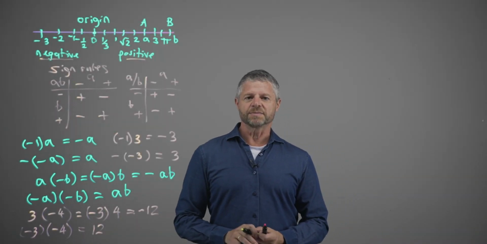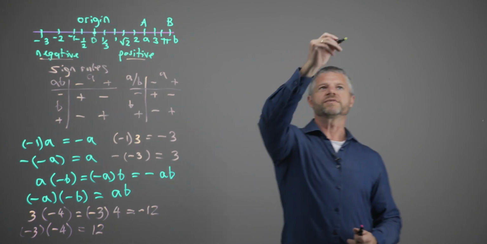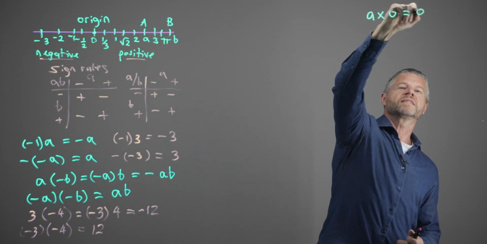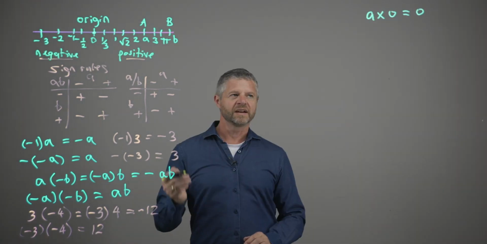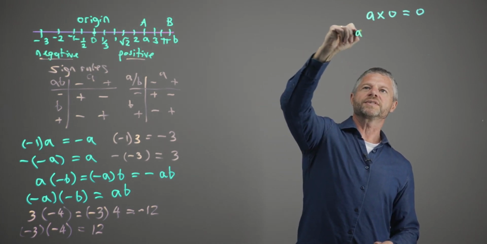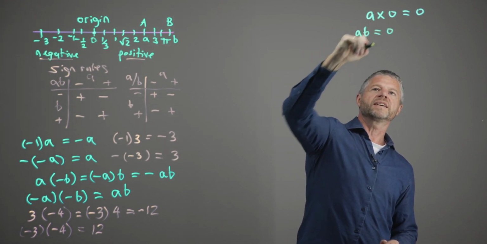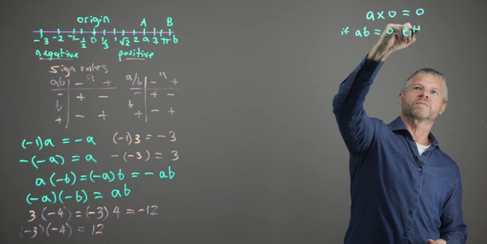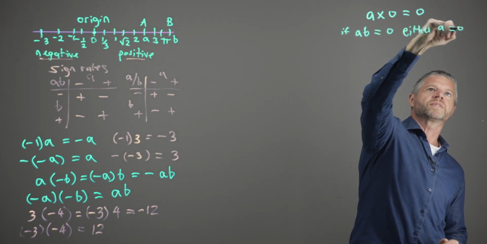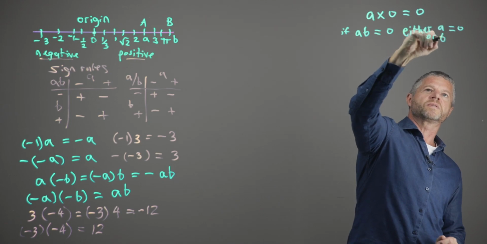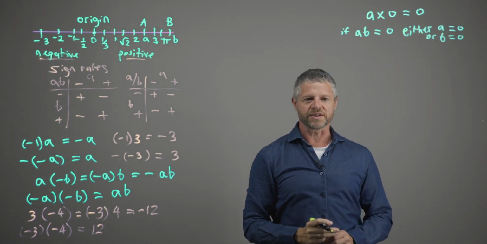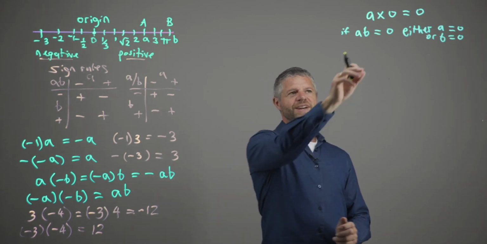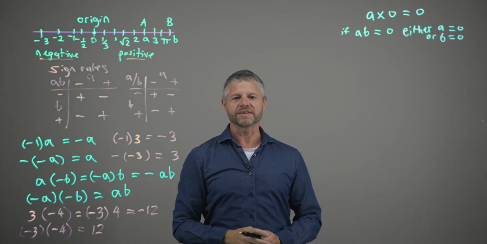Next, let's think about some properties of 0. So if I have a number A and I multiply it by 0, then I'll just get 0. Next, if I have two numbers multiplied together and the product is 0, then either A is 0 or B is 0, or they're both 0. And this is called the zero factor theorem, and it kind of looks fairly innocuous, but it comes up a lot when solving equations.